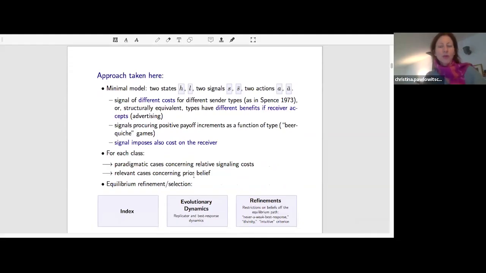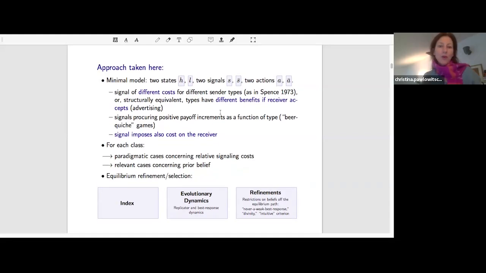What we do is, so now comes really the model. We look at a very simplified model, a very simple model where we are going to have two states of the world, high and low, and two signals, a costly signal, like for example, having a degree from a certain school or not having a degree from a certain school, which we denote by S bar. And there are going to be two actions. So the action will always be accept or do not accept the job candidate, for example, denoted by A and A bar.